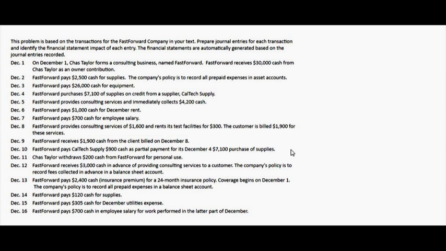I wanted to show you how these general ledger problems work on Connect. This is Chapter 2, Problem 1, and it tells you that it's based on the transactions for Fast Forward in your text. It tells you to prepare journal entries for each of the transactions and then identify the financial statement impact of each entry. The financial statements are automatically generated based on the journal entries recorded.